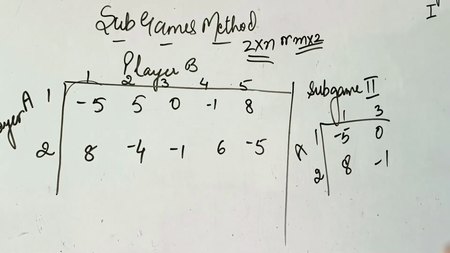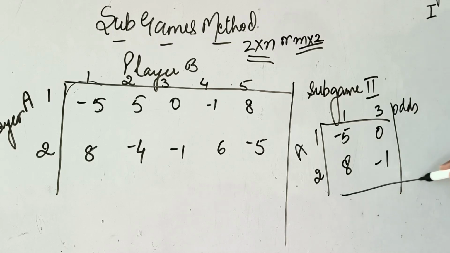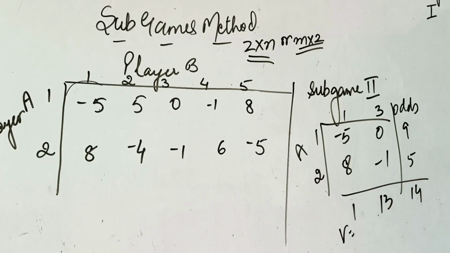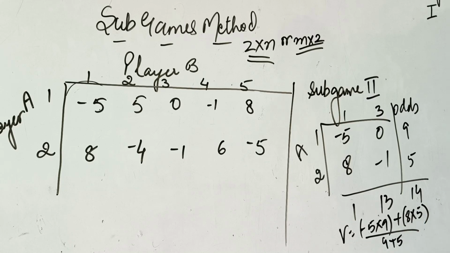So now I can solve this problem with the help of a saddle point. Let me check whether there is a saddle point. No, there is no saddle point. So of course, again, we have to solve this with the help of the odds method. 8 minus -1 will be 9. It will be 5, 14. It will be 1 and 13. Right? So now from here, we will calculate the value of the game. It will be -5 into 9 plus 8 into 5, divided by 9 plus 5, that is 14.